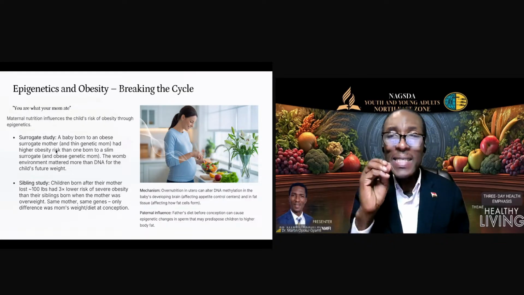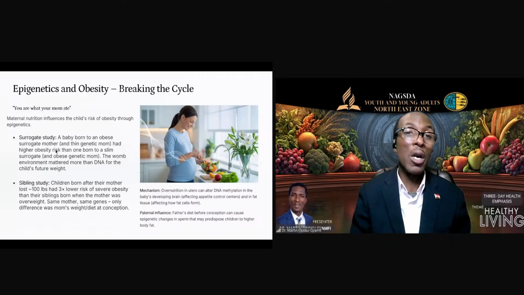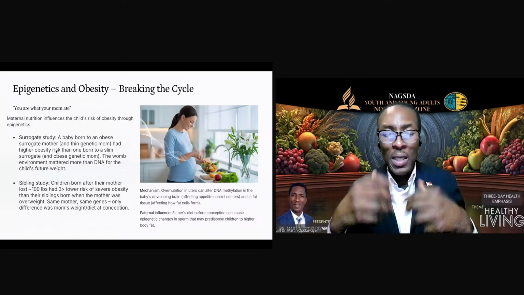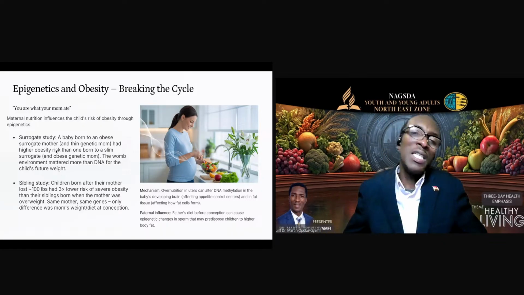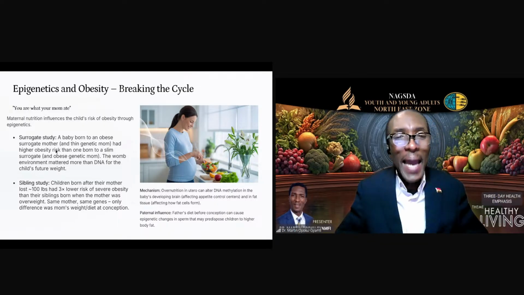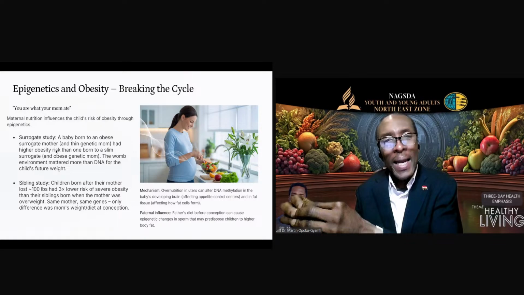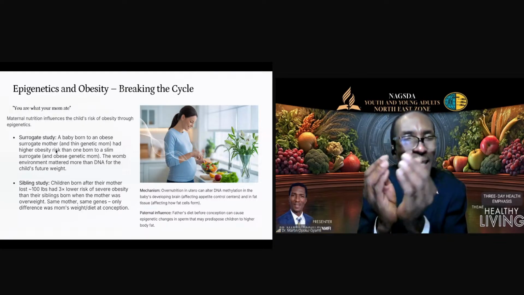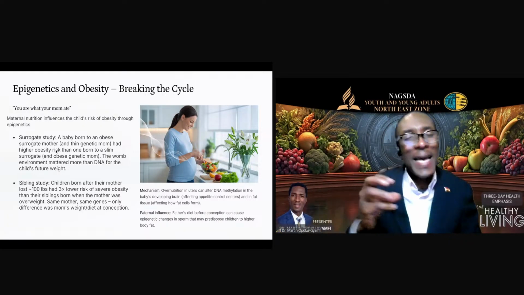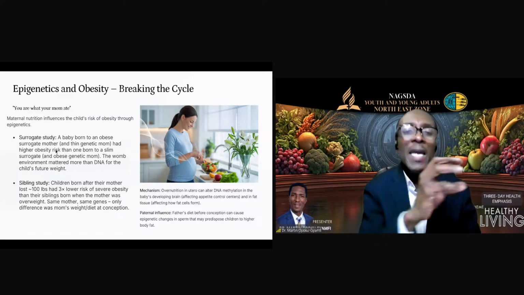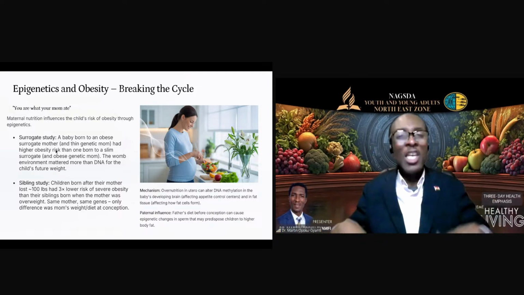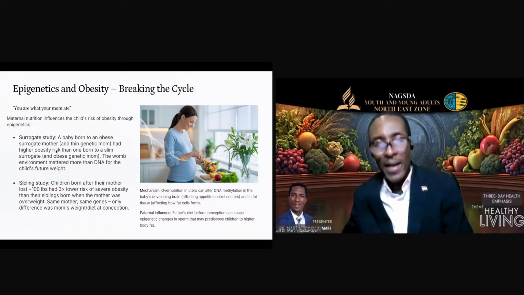And there's a very fascinating research that was conducted. They looked at what is called a surrogate study. So a baby who is born to an obese surrogate mother and a thin genetic mother. So, you know, in surrogacy, what they do is that a mother who is having difficulty getting pregnant, they take her eggs, they fertilize the egg with the sperm of her husband, and then they cultivate it in a glass or in a test tube, and then they insert that baby in the womb of a different mother. And so the different mother will just now grow the baby. It's like an incubator. Incubate the baby for 9 months and then deliver the baby.